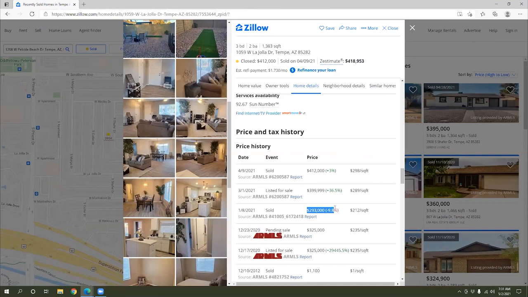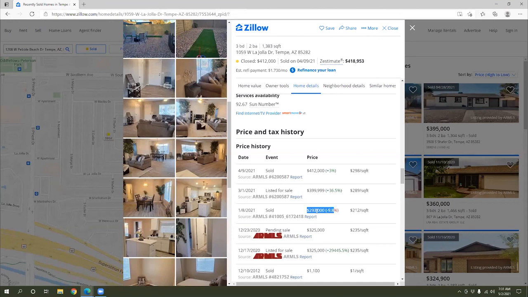In a non-disclosure state, you can still see the list price down here. You would not be able to see the sold. So you could go down and say, all right, it was listed for this. It probably sold for something close to that. He actually, or she actually, got this at a really nice discount.